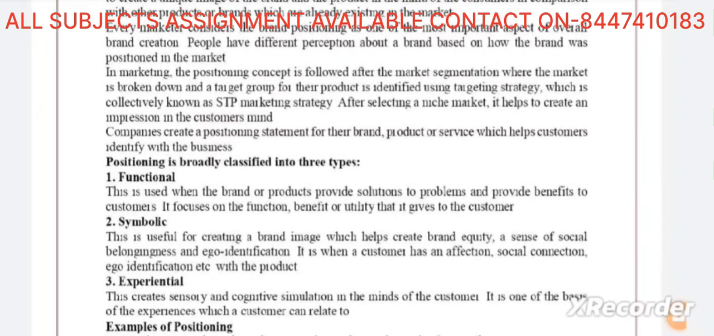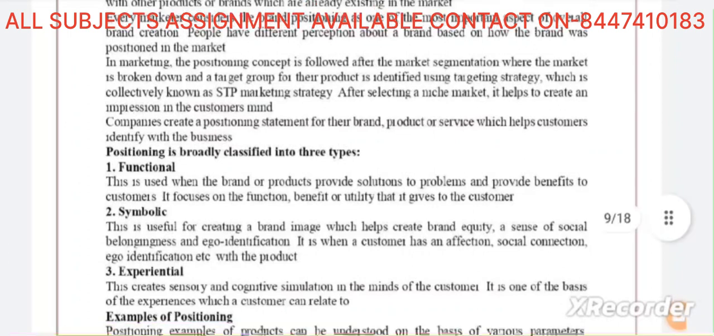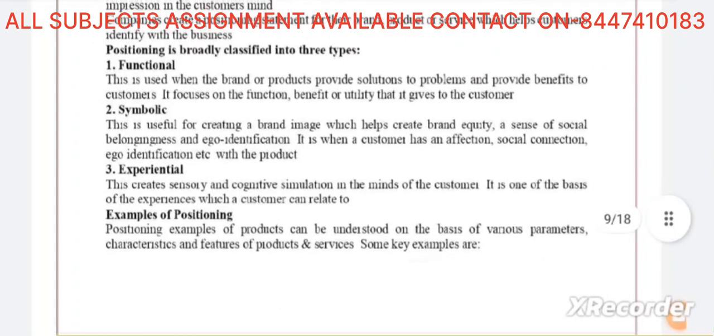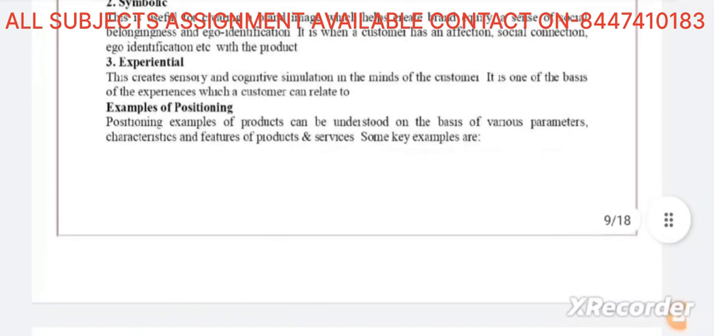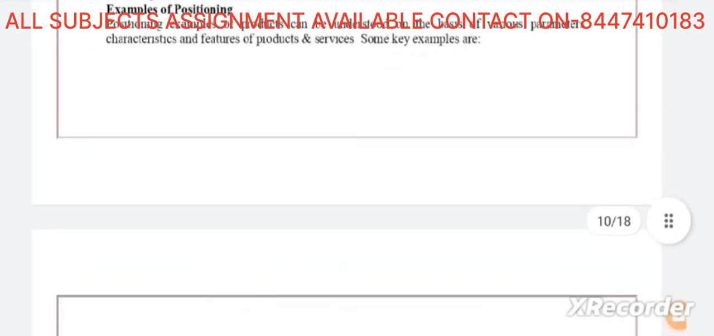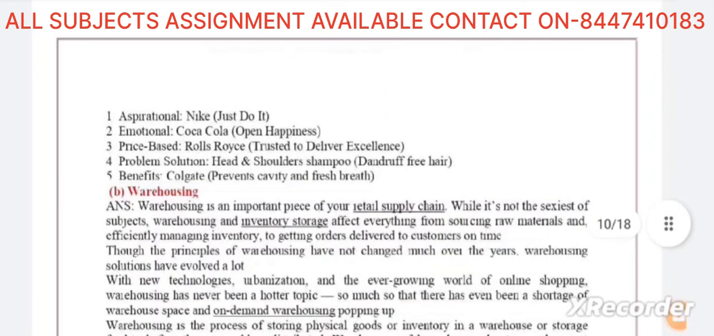Companies create a positioning statement for their brand, product or service which helps customers identify with the business. Positioning is broadly classified into three types: functional, symbolic, experiential. Examples of positioning: products can be understood on the basis of various parameters, characteristics and features of products and services. Some key examples are aspirational, emotional, price based, problem solution, benefits.